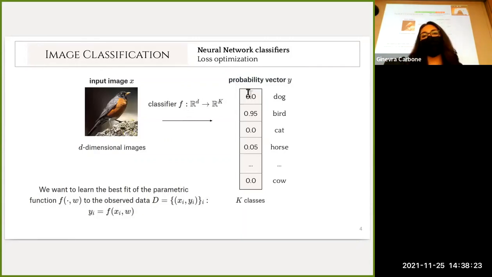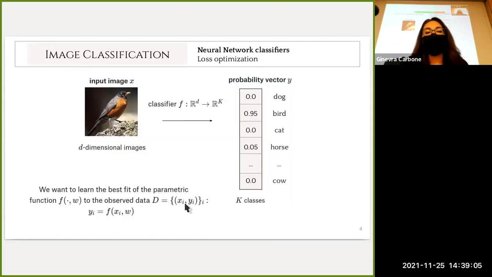Then the probability vector is an element in R to the power of K, where K is the total number of classes. So in the end, what we do during training is learning the best fit of a certain function F to a set of observed data. This observed data is a set D of couples (x_i, y_i), where x is always an image and y is always a probability vector, in general a one-hot code. It means that this particular probability vector has all 0 components except for the correct class, which is 1.